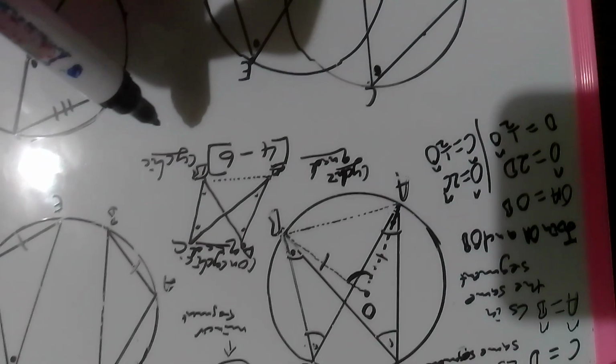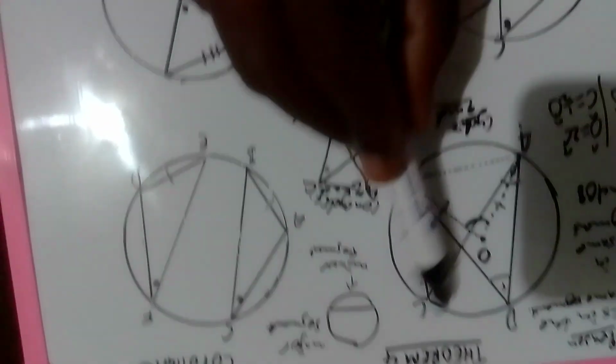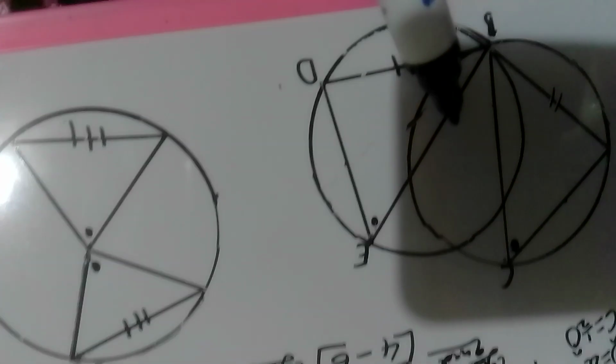Okay, let's meet on the next video where I explain the corollaries. We've got 3 corollaries for theorem 4. This corollary, that corollary, and the last one.